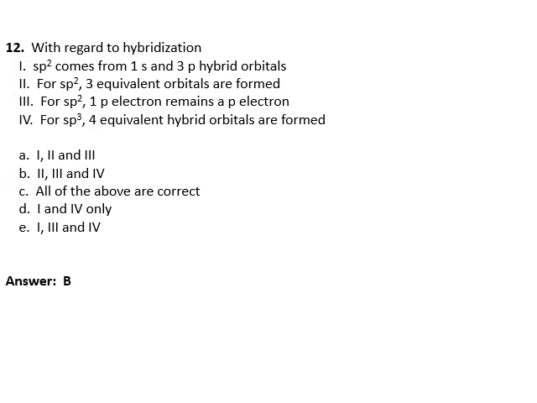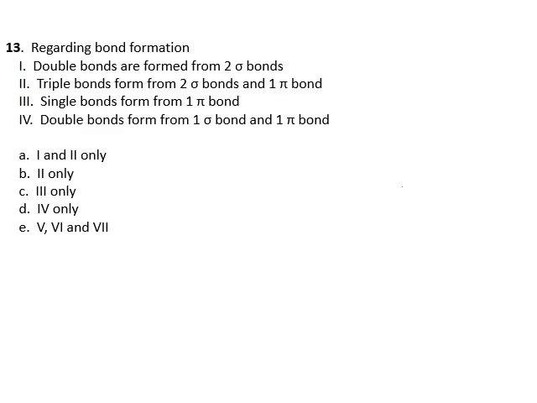Next slide. Regarding bond formation, 1, double bonds are formed from 2 sigma bonds. No, it's 1 sigma and 1 pi. 2, triple bonds formed from 2 sigma and 1 pi. No, they're 1 sigma and 2 pi. 3, single bonds formed from 1 pi bond. No, that's 1 sigma bond. And 4, double bonds formed from 1 sigma bond and 1 pi bond. That's correct. So it's 4 only. Answer choice D.